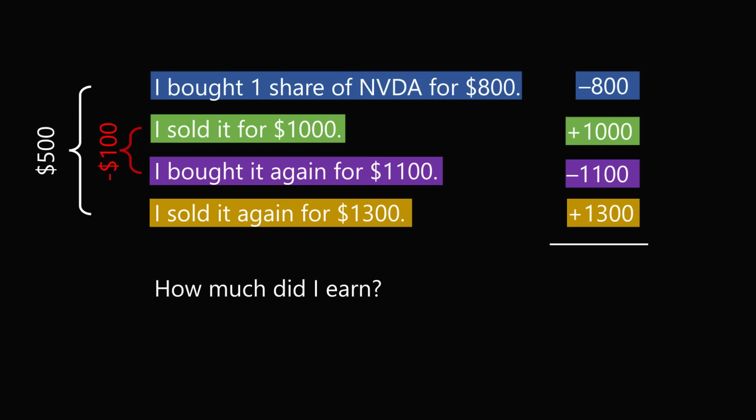So how much will you earn when you take the net of all these transactions? It will be 500 minus 100, or minus 800 plus 1,000 minus 1,100 plus 1,300, and that still nets out to $400. So without a doubt, you did earn $400.